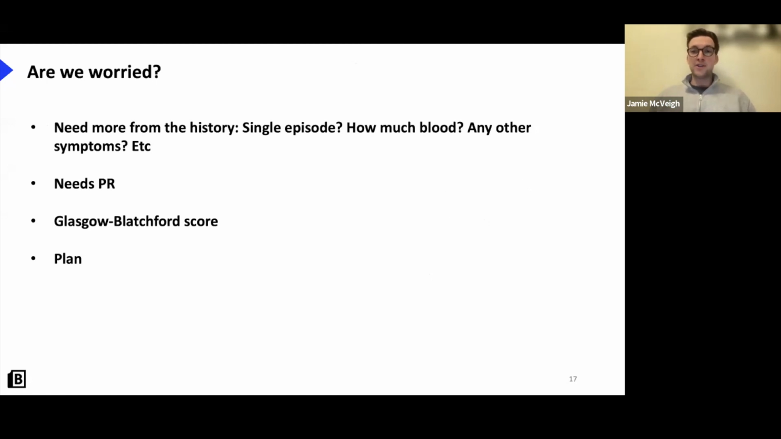As with all patients that have upper or lower GI bleeds, they need a PR, and it's normal, just some soft brown stool. You score him and he scores 0. Okay, so we are therefore not worried about him. We don't think he needs an OGD. What do we think is the most likely diagnosis, though? Yes, very good. Well done.